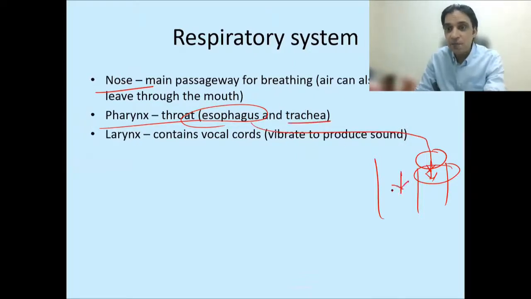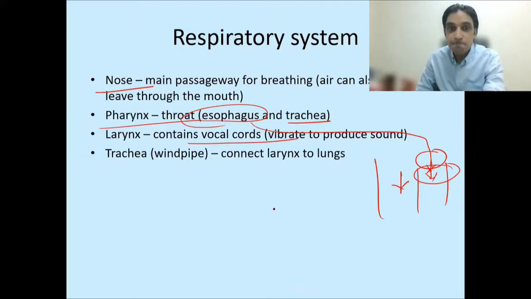Trachea is the other part which carries the air passageway. Larynx, where the vocal cords are, and then the trachea, the windpipe.